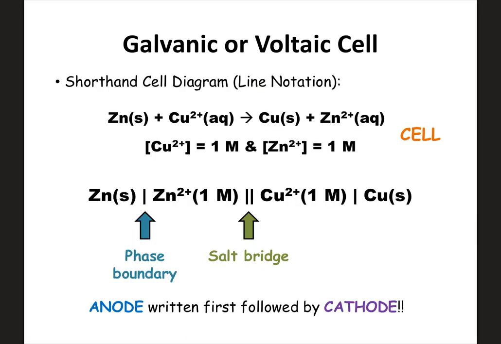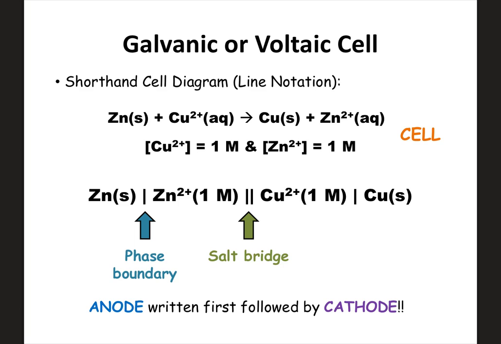I want to mention something here called shorthand cell diagram or line notation. So that cell we just looked at, here is the overall balanced equation for that cell. We saw the solid zinc here and the Cu2 plus essentially becoming solid copper and zinc 2 plus ions that entered the solution, and the concentration of your solutions here were both 1 molar because it was standard conditions. If you want to write this in what we call line notation, you always write your anode first, and then you write your cathode.